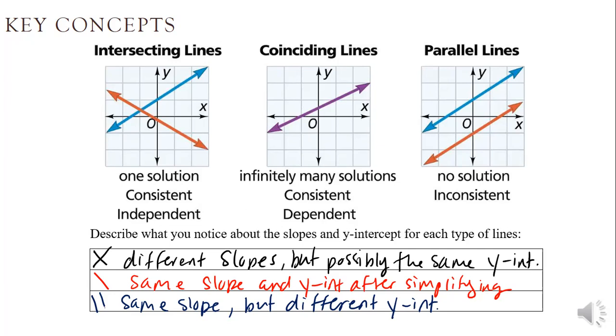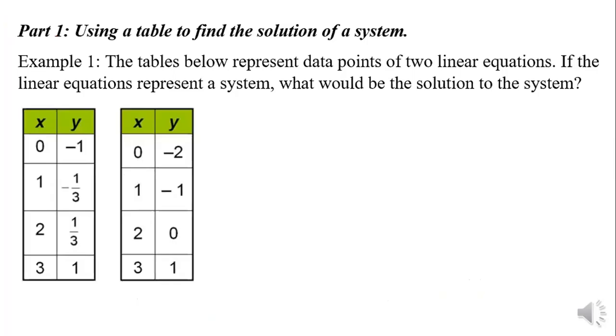All right, so we either are going to intersect, coincide, or parallel. That's all your linear systems are going to do. Coincides when they slap on top of each other. Now we're going to talk about looking at a system and determining its results from a table.